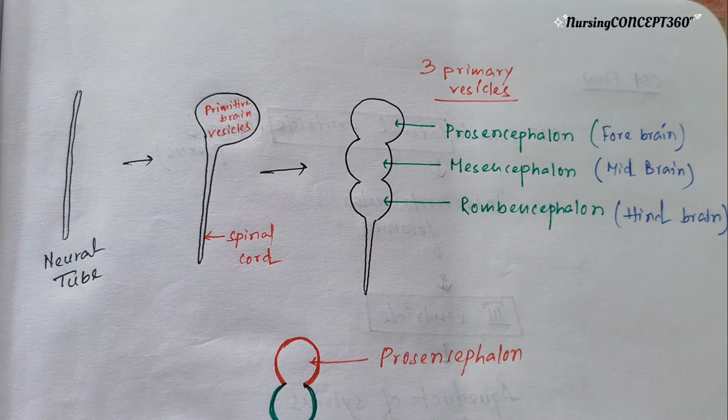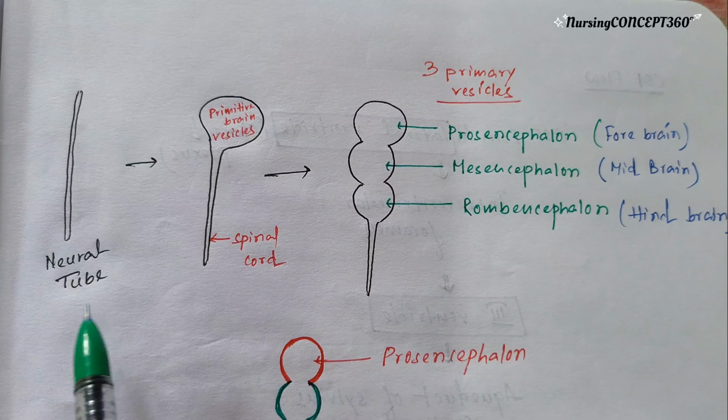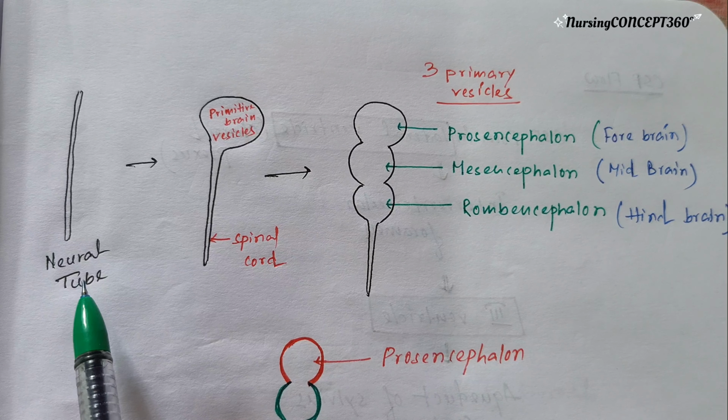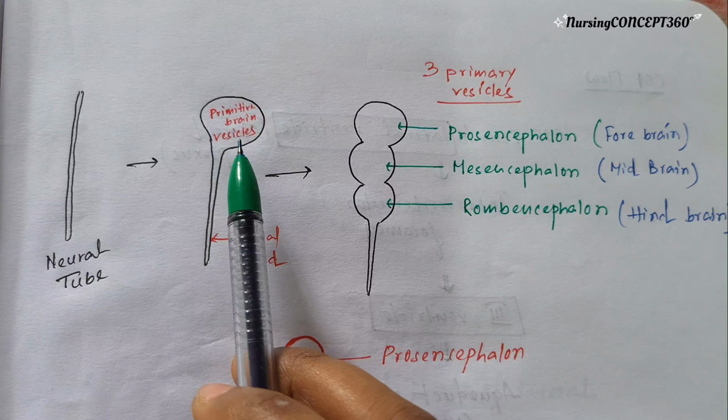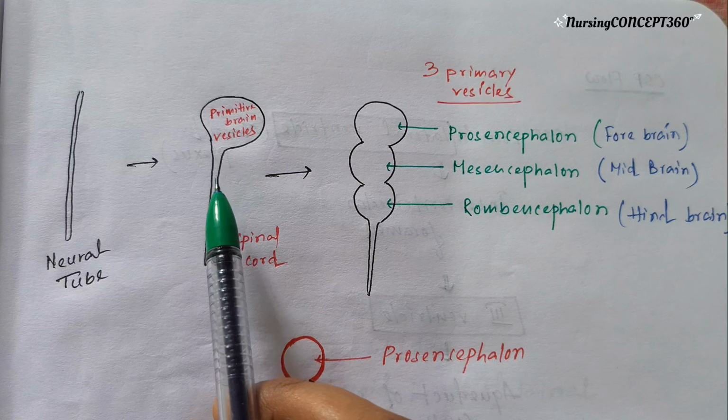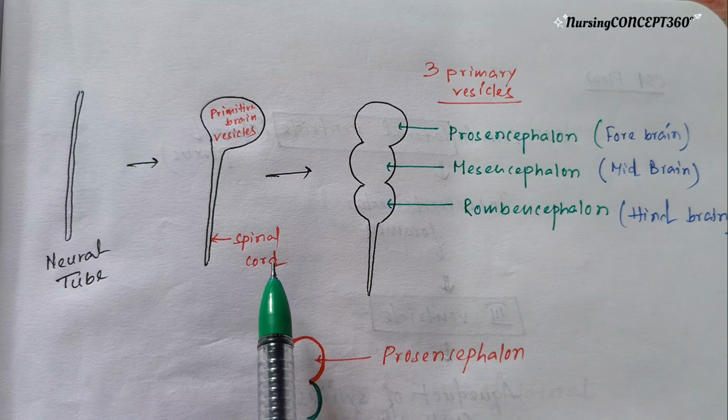Hi everyone. Today I am going to tell you the parts of the human brain. It is derived from the neural tube at the embryonic stage. After that, it will form primitive brain vesicles, and the rest is the spinal cord.